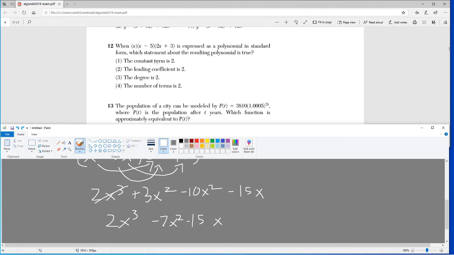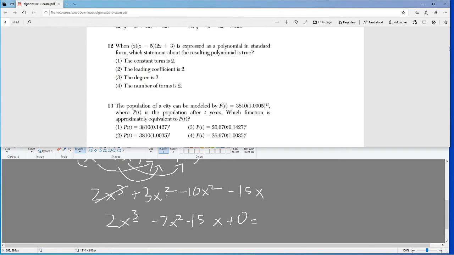So the constant term is 2. That's incorrect because there is no constant term, right? It's actually plus 0. The leading coefficient is 2. That's correct. The degree is 2. That's wrong because the highest degree here is 3. The number of terms is 2. That's also incorrect. So it's going to be choice number 2. The leading coefficient is 2. Okay.